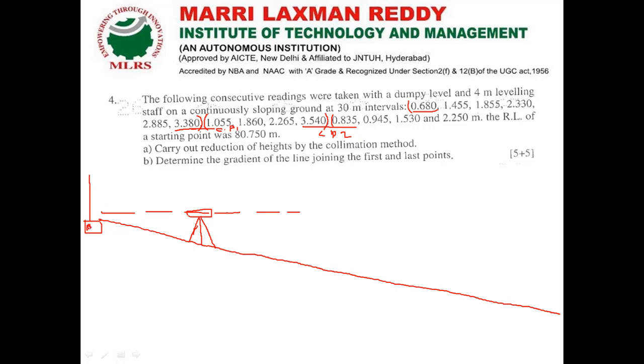Okay, so if they give the benchmark value we can take it, or else we can go for 100 as a benchmark. Okay, now they have given the RL of the starting point as 80.750. So this point we can take 80.750. Now the reading at the first place is 0.680. So the height from the benchmark, that staff reading, is 0.680.